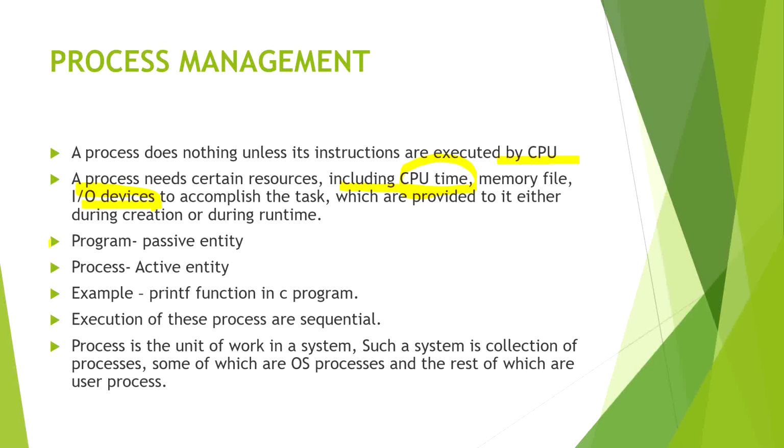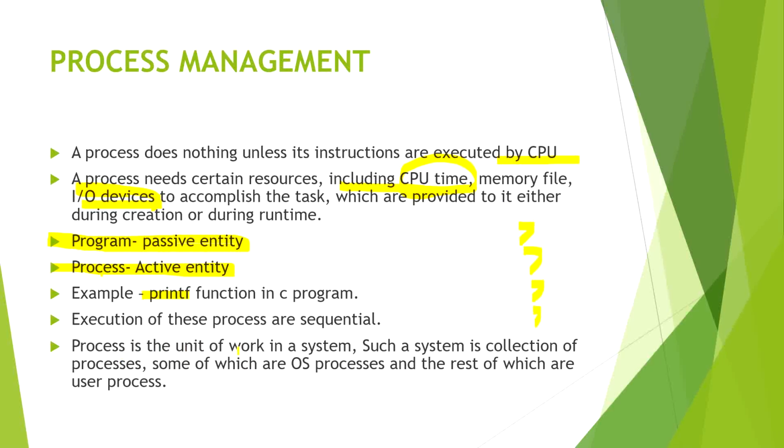Now as we know, a program is a passive entity. It is not a direct execution entity, but a process is an active entity. At the time of execution, it is the process that is executing, not the program. So a program consists of different types of processes. For example, in a program we can see that there are printf and scanf type of statements. These statements are processes, and that whole thing can be termed a program. Execution of these processes is sequential. So sequentially it will be executed first, then second, then third, then fourth.